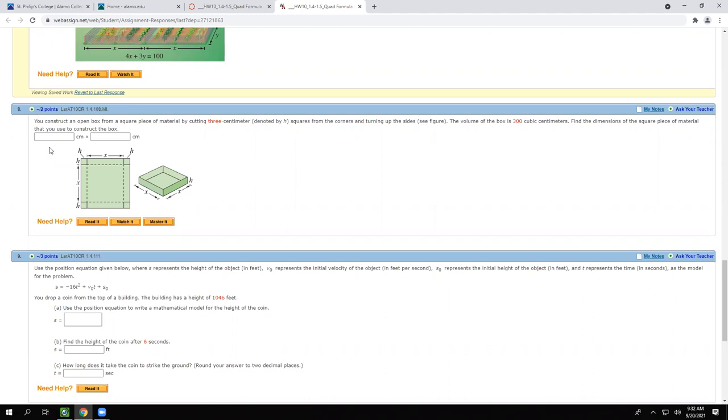So let me write this down first. Try my best to draw that little picture. Then they have a little box cut out here, here, here, here. It's probably going to take me longer to draw than to do the problem. Okay, so it's saying that this is x. This is h.